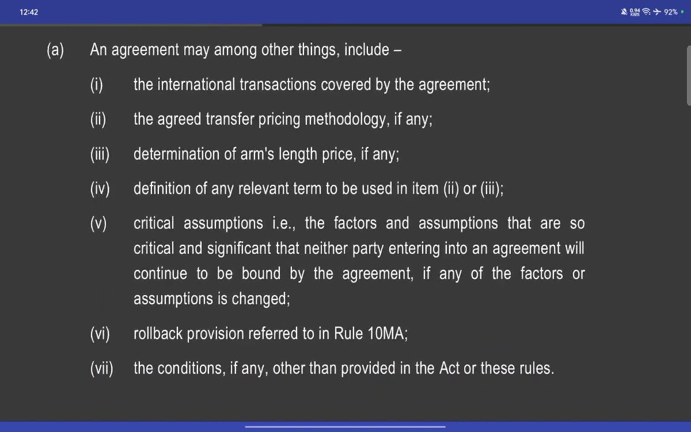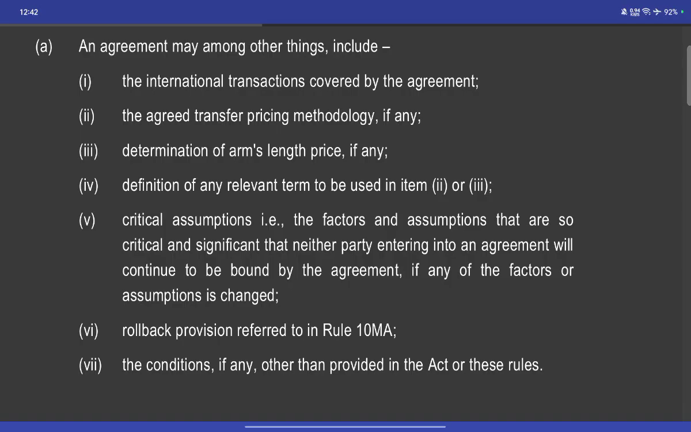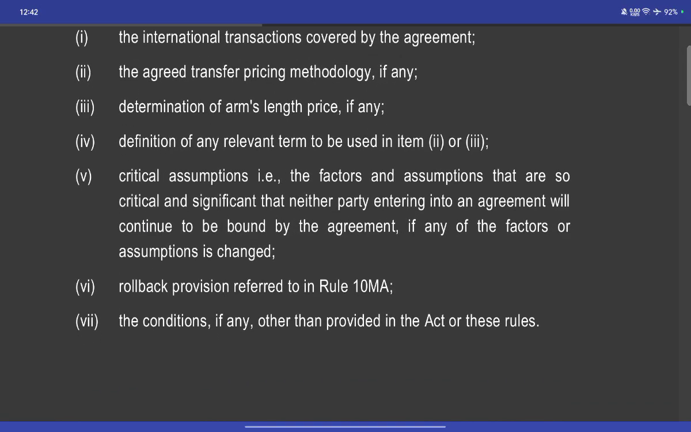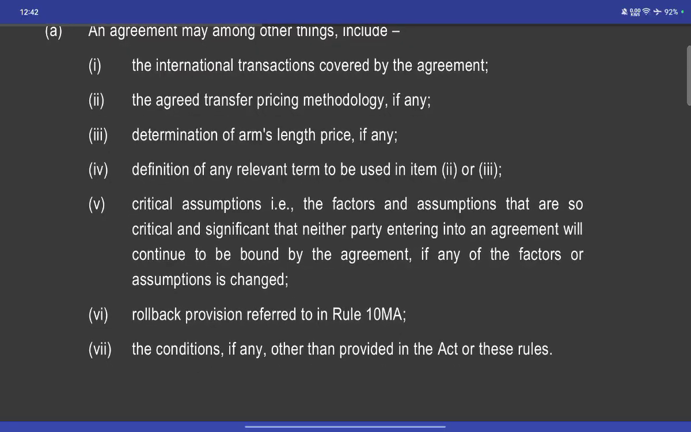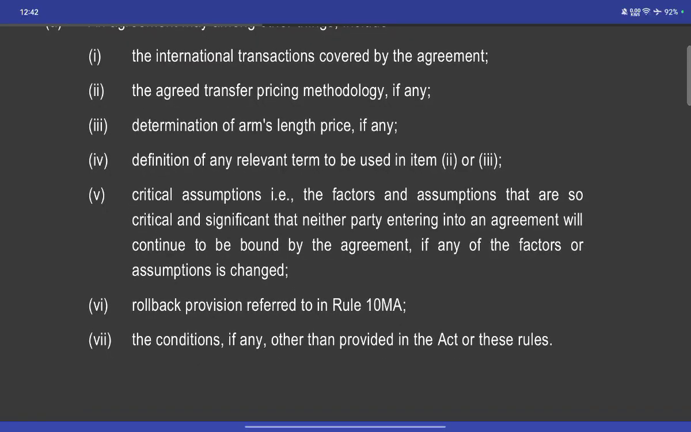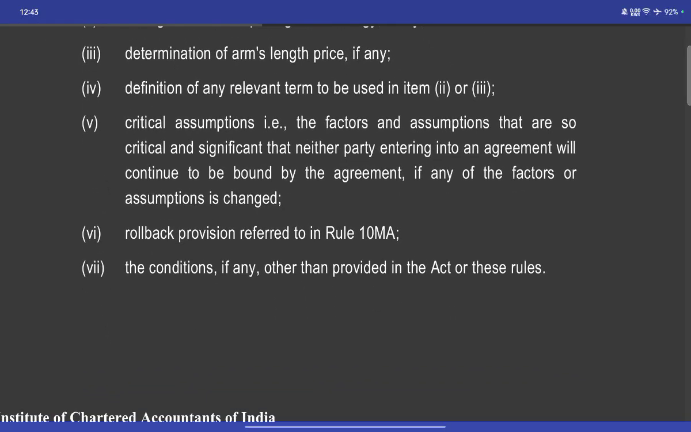The arrangement may, along with other things, include the international transaction covered by the arrangement, the agreed transfer pricing methodology if any, the determination of arm's length price if any, the definition of any relevant terms to be used in the agreed transfer pricing methodology, and the determination of arm's length price. Critical assumptions, that is, the factors or assumptions that are so crucial and significant that, unless they hold, neither party would enter into the agreement or continue with it.